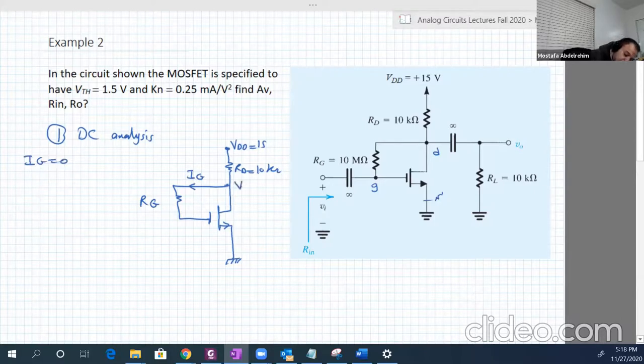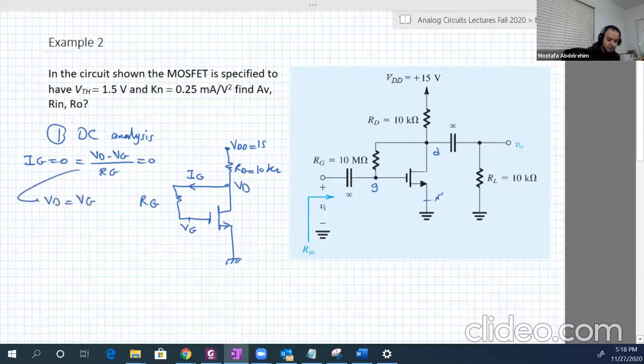And what is IG? IG is equal to VD minus VG over RG. Since it's equal to zero, from that VD must be equal to VG. Since VD is equal to VG, VDS must equal VGS. We just added minus VS here and minus VS here, so we didn't do anything. So VDS must be larger than VGS minus V threshold. So we are working in saturation.